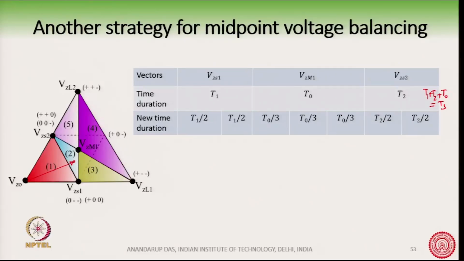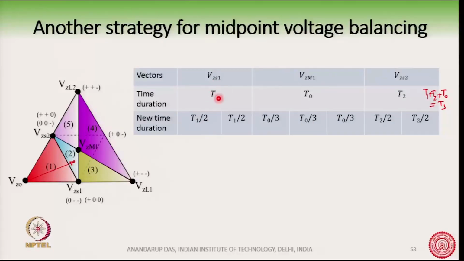Now, before I switch the VzM1, first I will divide this T1 into two parts, T1 by 2 and T1 by 2, T0 into three parts, T0 by 3, T0 by 3, T0 by 3, and T2 into two parts, T2 by 2 and T2 by 2. So, I am splitting the timing duration and we will apply the space vectors in a clever fashion. But first we have split the timing durations into several such subparts.